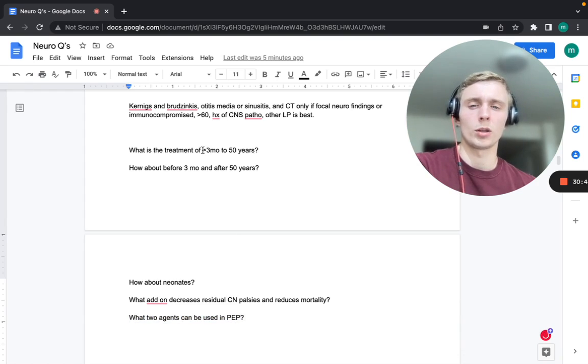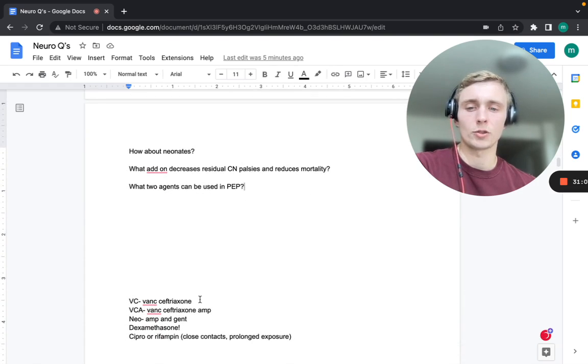Again, one more time really quickly. 3 months to 50, what antibiotics are you going to use? Before 3 months and after 50, what are you going to use? What do you want to cover for? How about for neonates? What do you want to add on in your treatment? And what two agents can be used in post-exposure prophylaxis to meningitis?